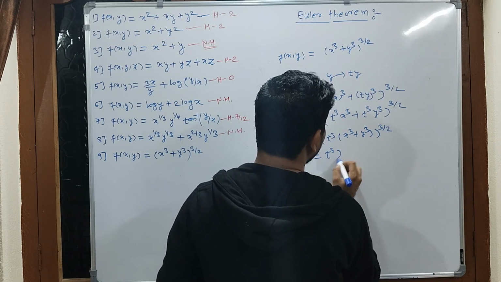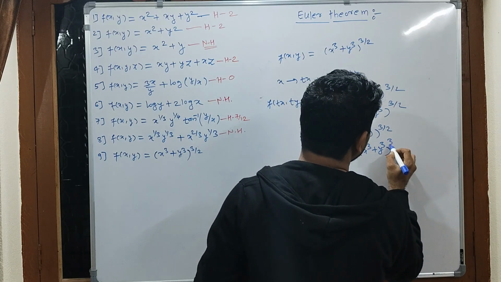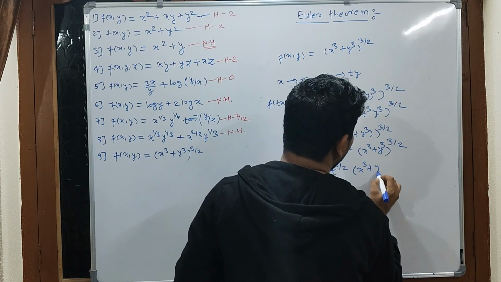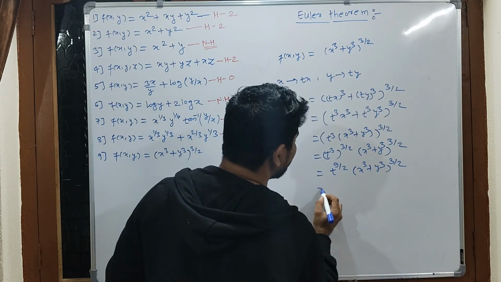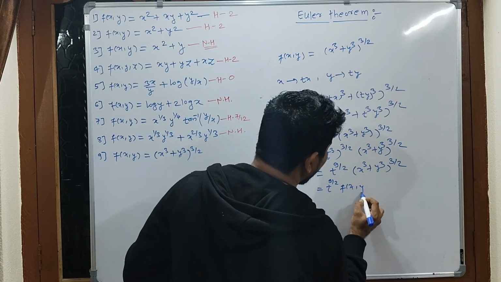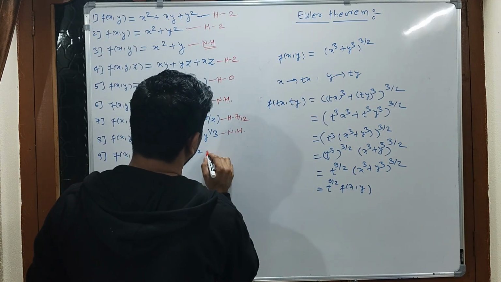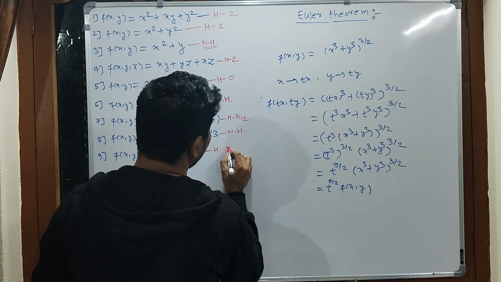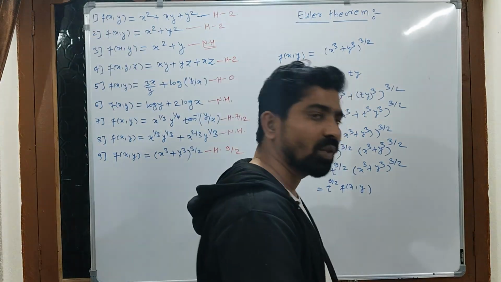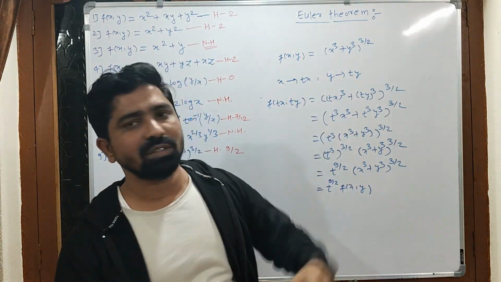So this is equal to t to the power 3 into 3 by 2 into (x cube plus y cube) to the power 3 by 2, which is equal to t to the power 9 by 2 times (x cube plus y cube) to the power 3 by 2. So this is t to the power 9 by 2 times f of x comma y. So this is a homogeneous function of degree 9 by 2. In this way you can check whether the given function is a homogeneous function of degree n or not. Now I want to discuss the Euler theorem.